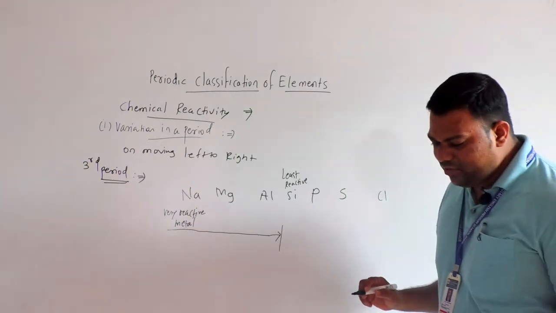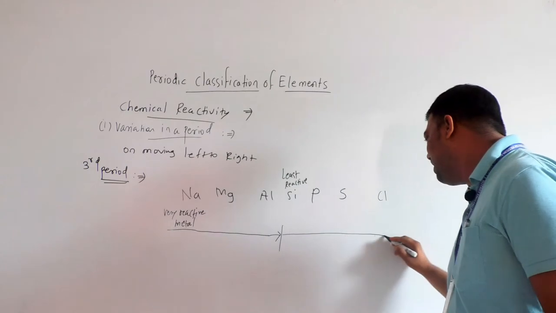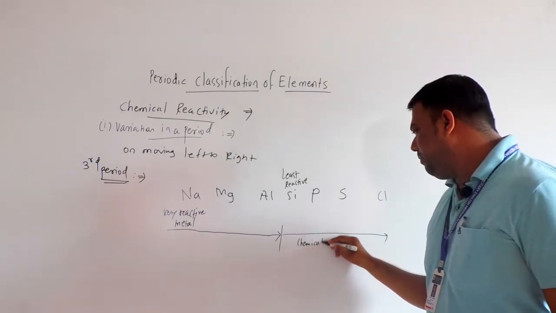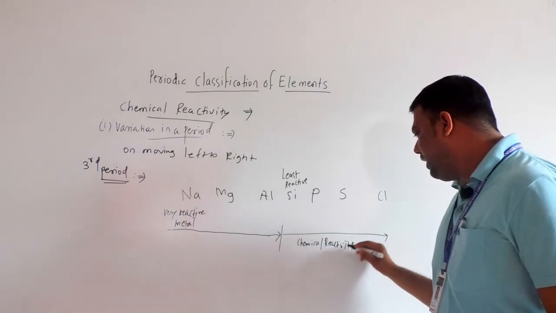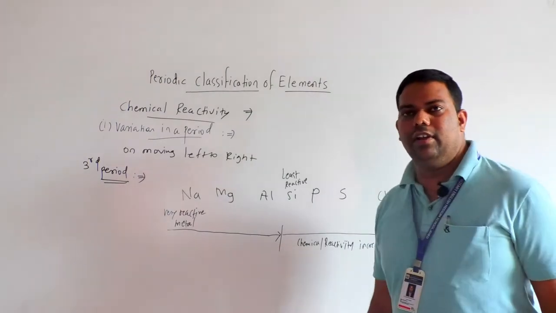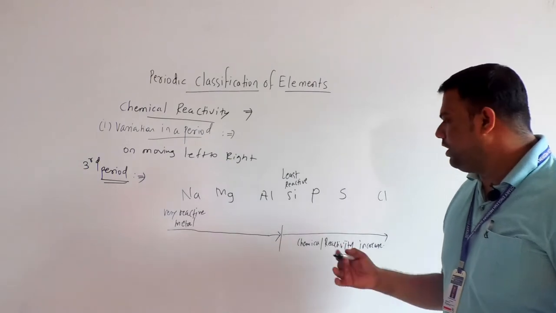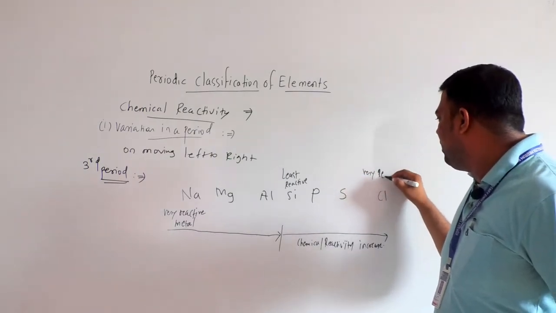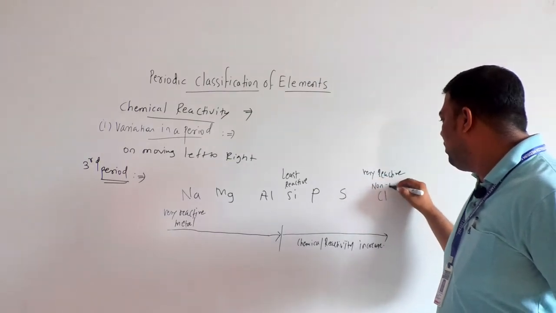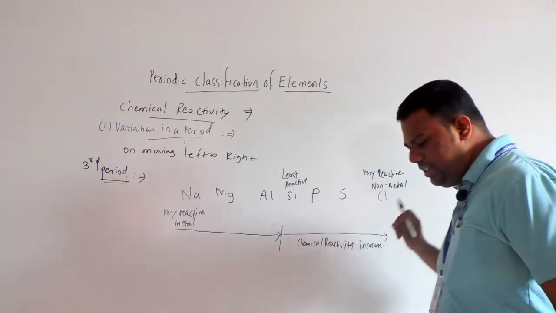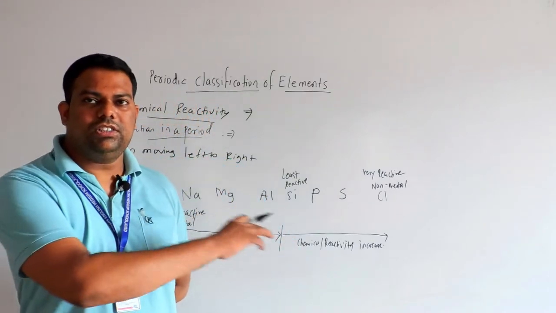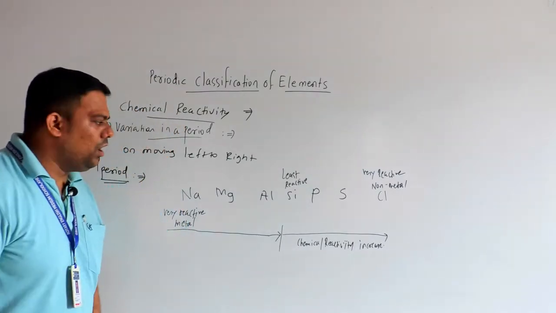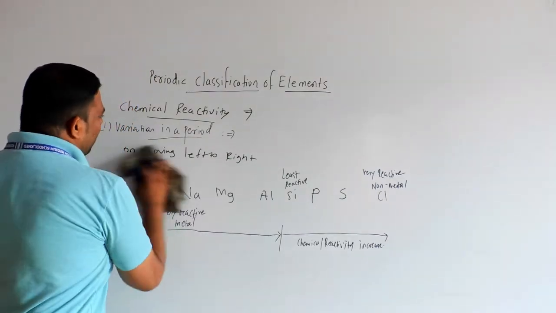Now again, from phosphorus to chlorine, chemical reactivity will increase. I know you understood this. So here chlorine is a very reactive non-metal. Among this third period, chlorine is a very reactive non-metal.